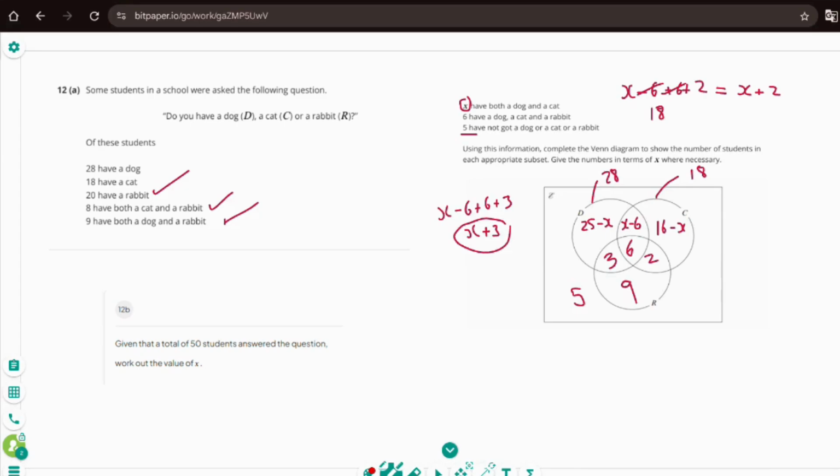Now we're told for 12b that there are 50 students. So 25 minus x, add x minus 6, plus 6, plus 3, plus 2, plus 16 minus x, plus 9, plus 5 is 50. Let's simplify that. Minus x plus x is 0. Minus 6 plus 6 is 0. 25, add 3, add 2, add 16, add 9, add 5 is 60. So we know 60, subtract x is 50. So what's x? It's got to be 10.